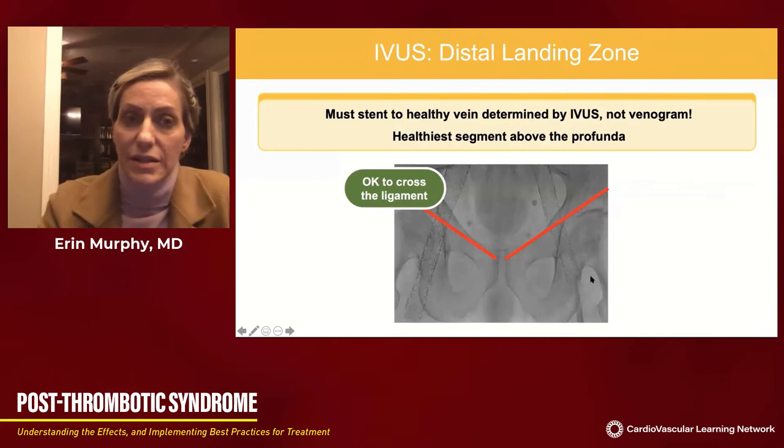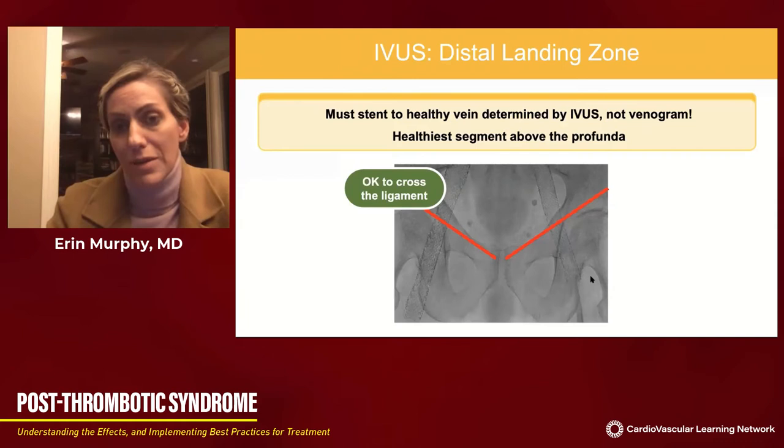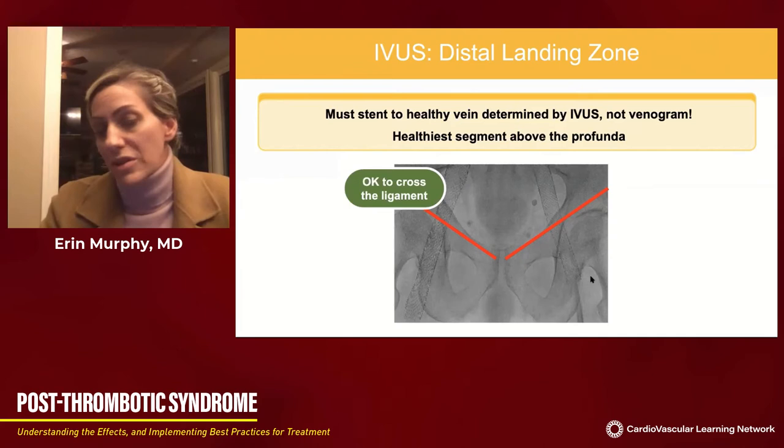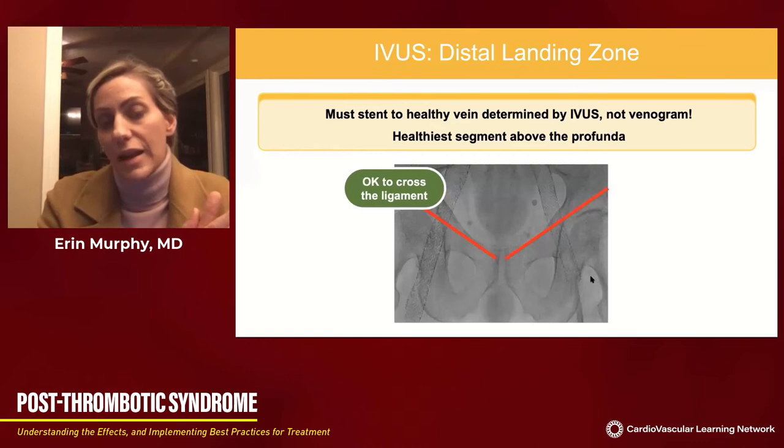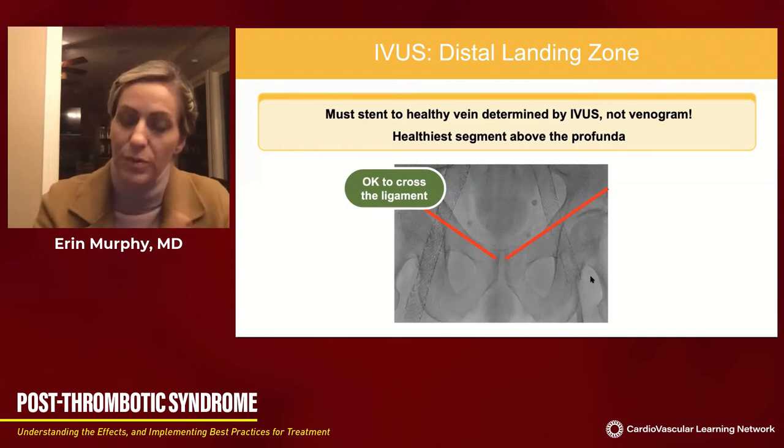Distally, you want to be in the healthiest segment determined by IVUS, not venogram, because venogram can miss webbing and disease in the vein, and the healthiest segment above the profunda. One of the most common mistakes I see is leaving disease between the edge of the stent and the profunda. It's the number one reason for stent occlusion. It is okay to cross the ligament, and that goes for new stents and old stents. The number one reason for occlusion is disease left behind, not stents across the ligament.